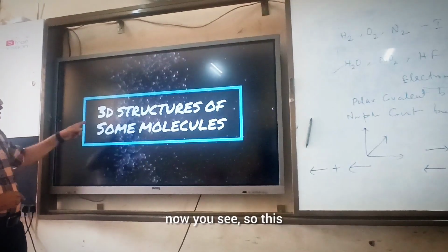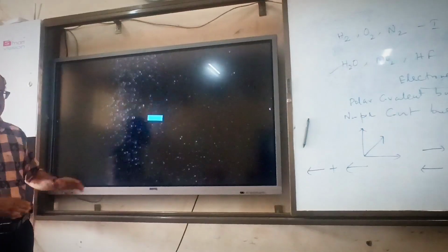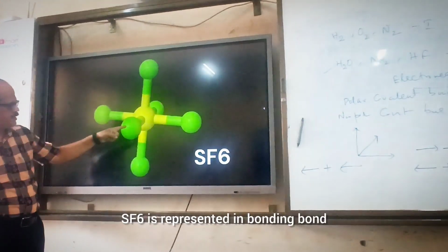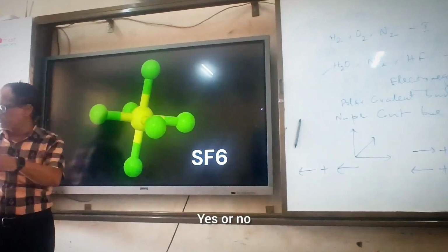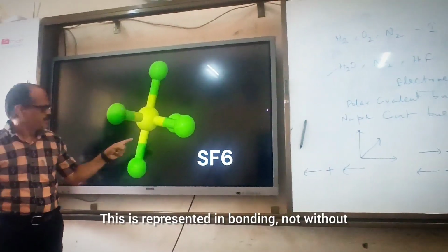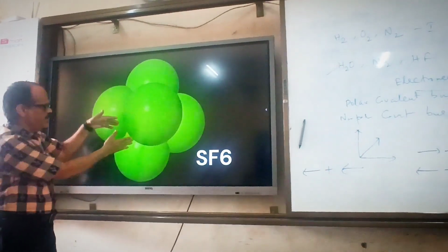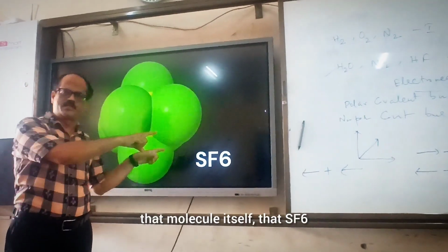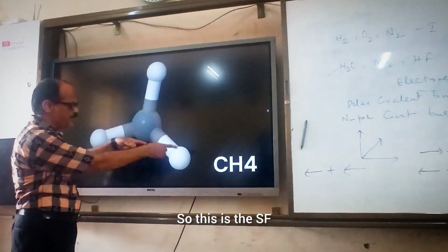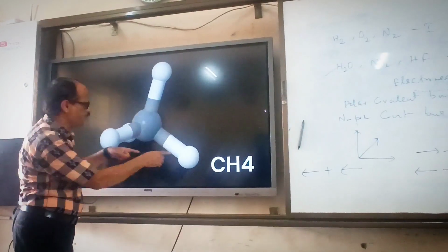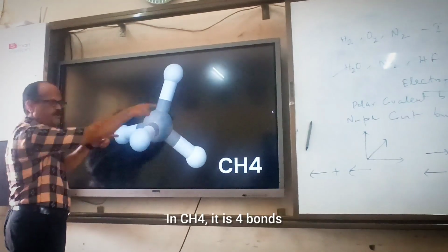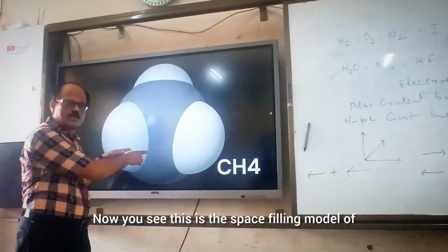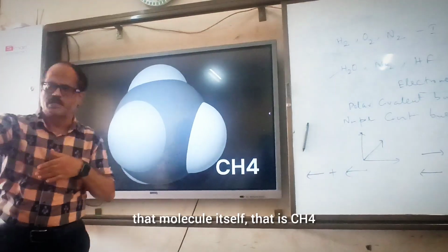Now you see, these are the 3D structures of some molecules, and here you see SF6. SF6 is represented in bonding form. Yes or no? It is represented with bonding, so there are 6 bonds. Now you see, this is the space filling model of that molecule itself, SF6. Now you see, this is CH4. In CH4, 4 bonds are represented with bonding. And this is the space filling model of CH4.